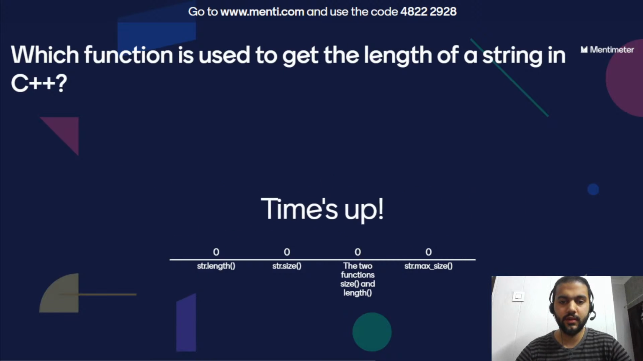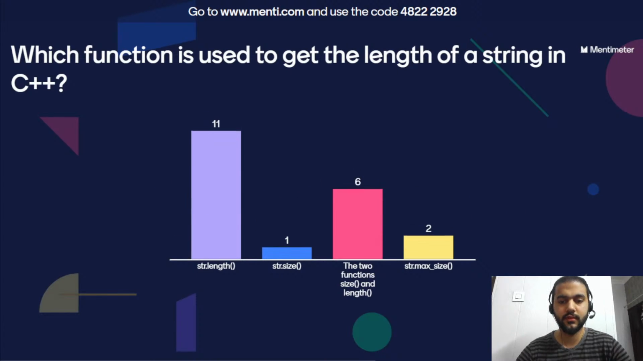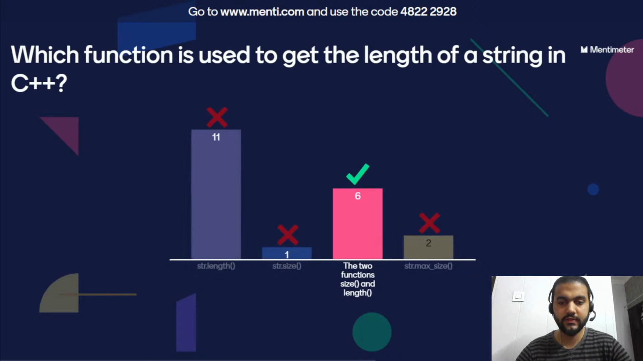So time's up. Yeah. So here we go. 6 people managed to give the correct option. Majority of them gave the option A, which is not correct. So the correct option is C, that is the two functions size and length. So yes guys, size and length are used to get the size of a string in C++. You can use both to get the length of the string. It is entirely up to you whether to use the length function or the size function.